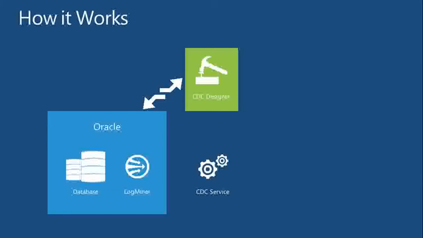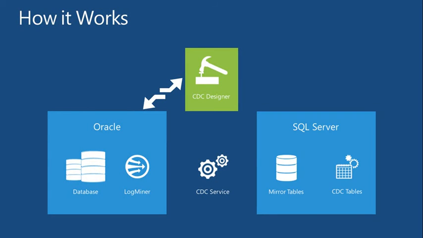Okay. Then there's a CDC service. This is a Windows service that's going to run on your Windows machine, and it's going to communicate with LogMiner to pick up all the change data that's coming in. And finally, there's a SQL Server. There's going to be a local SQL Server instance that the service talks to, and it's going to create mirror tables of what's in your Oracle database. Now, it's not going to mirror all the data. It's just mirroring the schema. Okay? And then it's going to enable SQL Server CDC on that table.